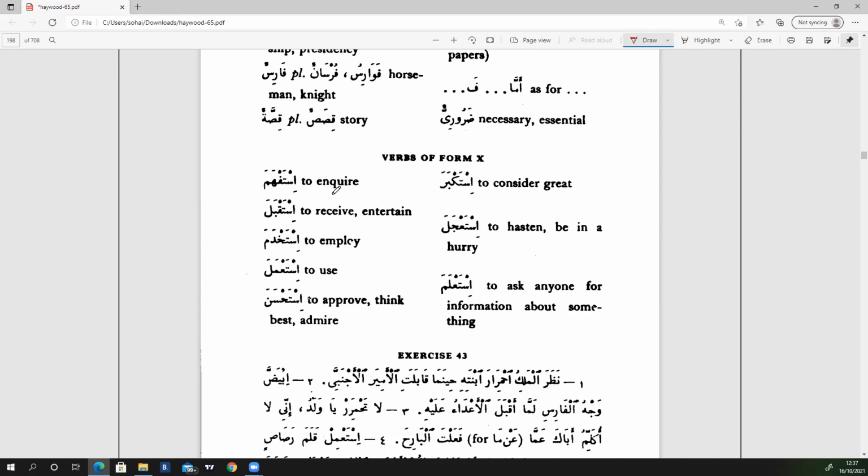Istafhama, to inquire. Again, fahima means to understand. Istafhama means to inquire. So which pattern would this fall into, Farhana? Which of the patterns we covered do you think this falls into? Istafhama is form ten, which we just did. Which pattern would it fall into? Would it fall into asking for something? Would it fall into estimative meaning? Would it fall into causative meaning? Did you understand what I'm saying?